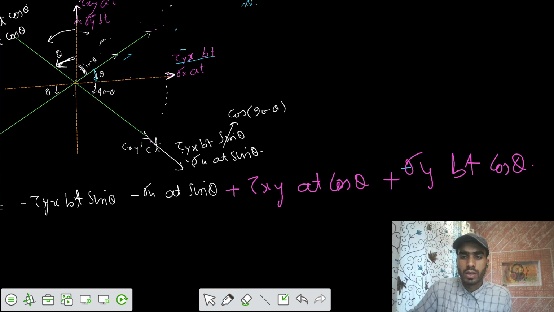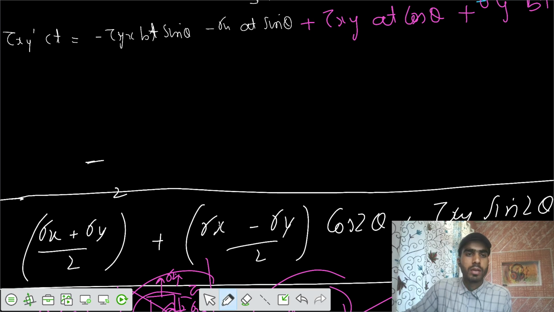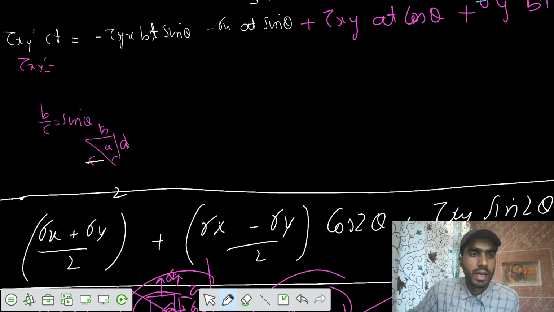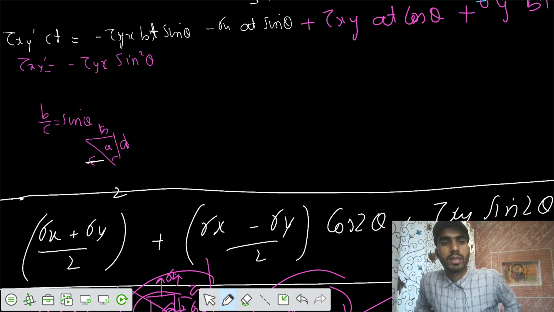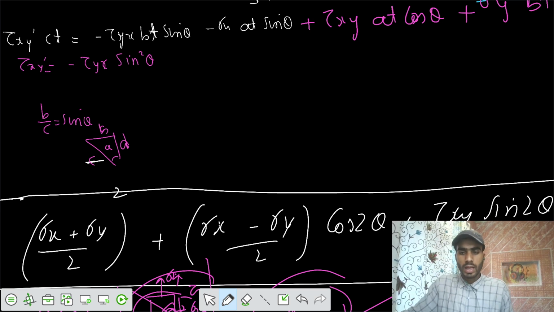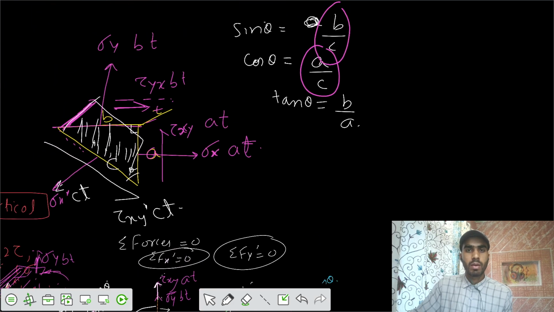So you need to now divide by that ct. We know that b by c was sine theta, from that triangle. So we can write tau xy dash equals minus tau yx times b by c, which is sine theta, so sine square theta. Let's see one more time: what was the value of b by c? B by c is sine theta.